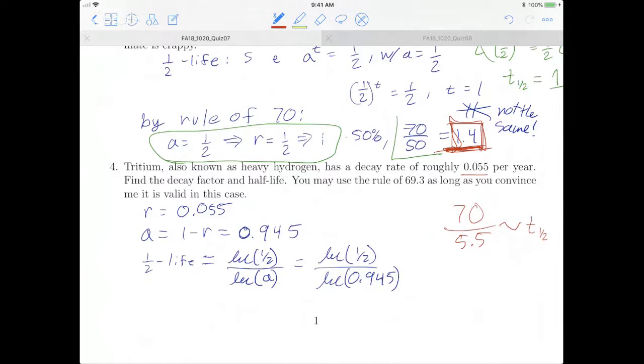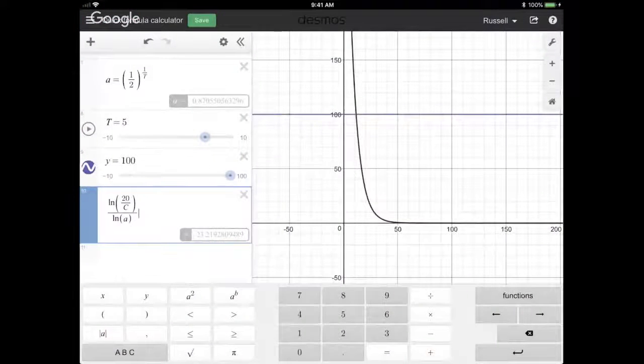But we can also do it the regular way, right? Natural log of 1/2 divided by natural log of A gets you the half-life exactly every day, all the time. And A, of course, is 1 minus R, and that's going to be 0.945. But don't take my word for it. Let's use the Desmos calculator.